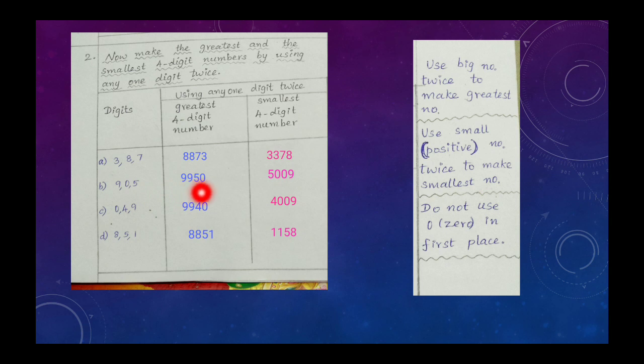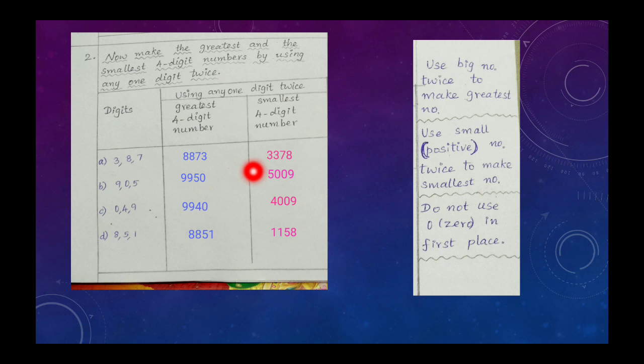Next 0. 9950. Then 1, 2C. 9 is a big number, so 9940. This is the greatest 4-digit number. Then for this problem, 8, 5 and 1, 8851 is the greatest 4-digit number. What about smallest 4-digit number? You cannot write the reverse of greatest 4-digit number. Okay. You cannot write the greatest 4-digit number in a reverse order.